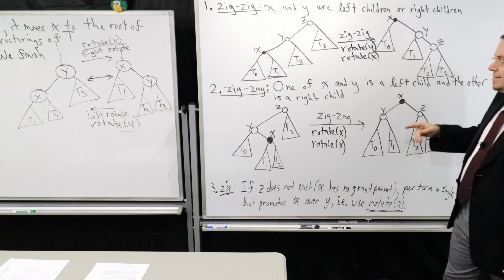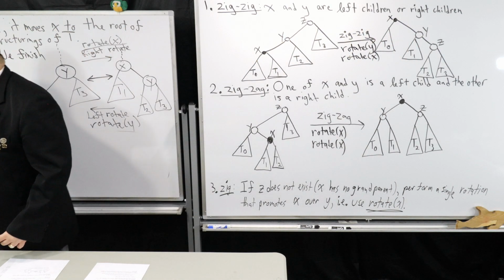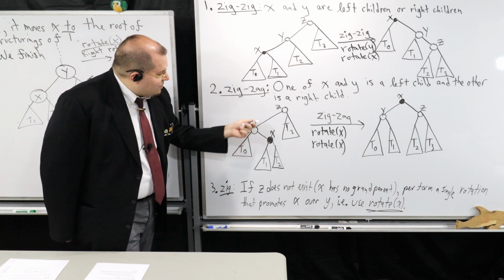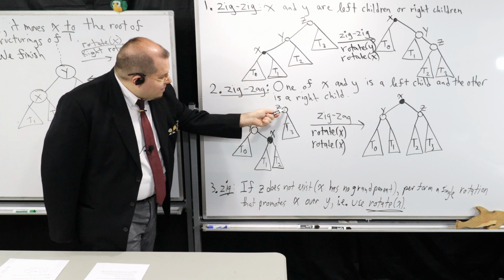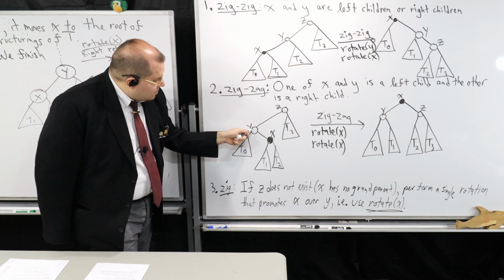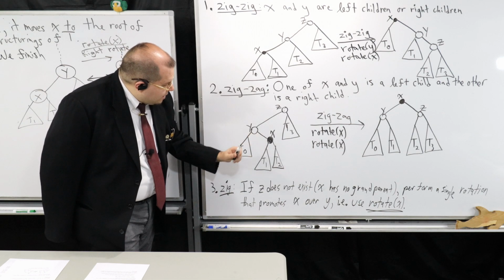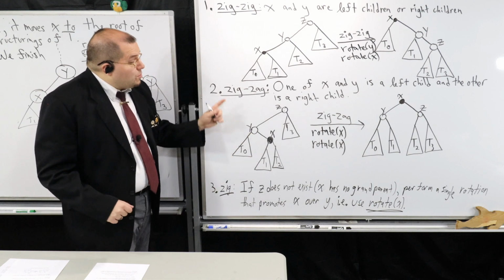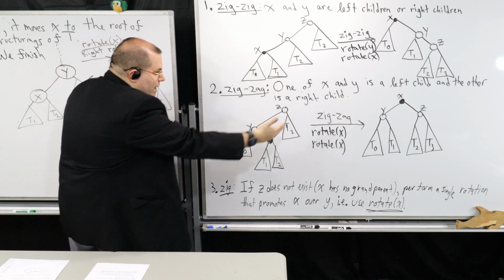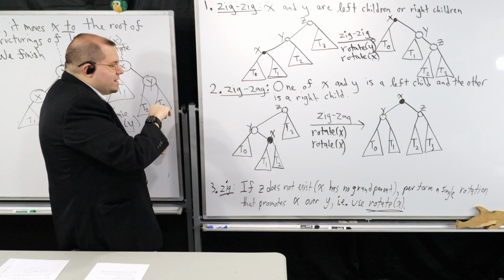Okay, so X, Y, and Z. Remember, these are nodes with keys in them. Because of the binary search tree property, Z's key is going to be bigger than Y's key, but Y's key is going to be less than X's key. The way this is structured depends on the case. It could be right-left like this, or left-right like I have in this picture here.